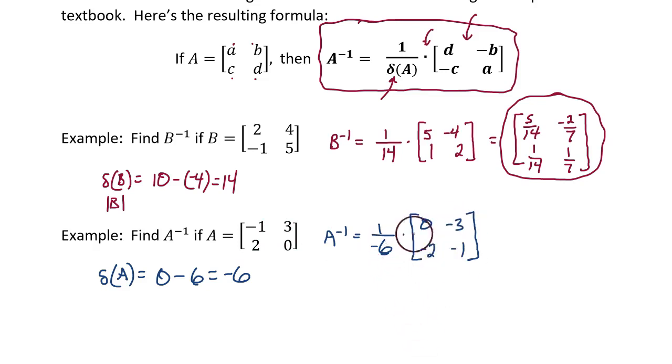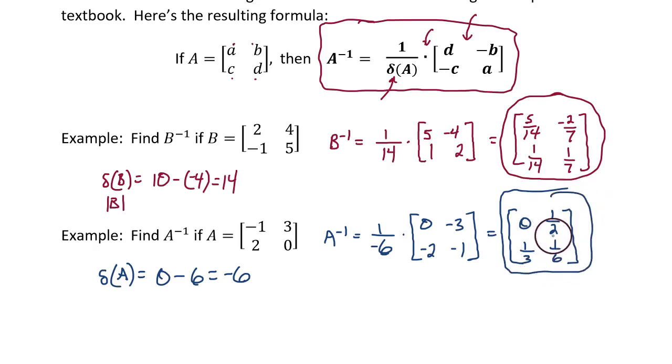Now multiply that scalar to those 4 numbers in the brackets. So -1/6 times 0 is still 0. -1/6 times -3 is 3/6, which reduces to a half. Now down here in the corner, -1/6 times -2 is 2/6, and that reduces to a third. And then over here in the bottom corner, -1/6 times -1 is +1/6. So this matrix right here that we figured out is the inverse of our original matrix A.